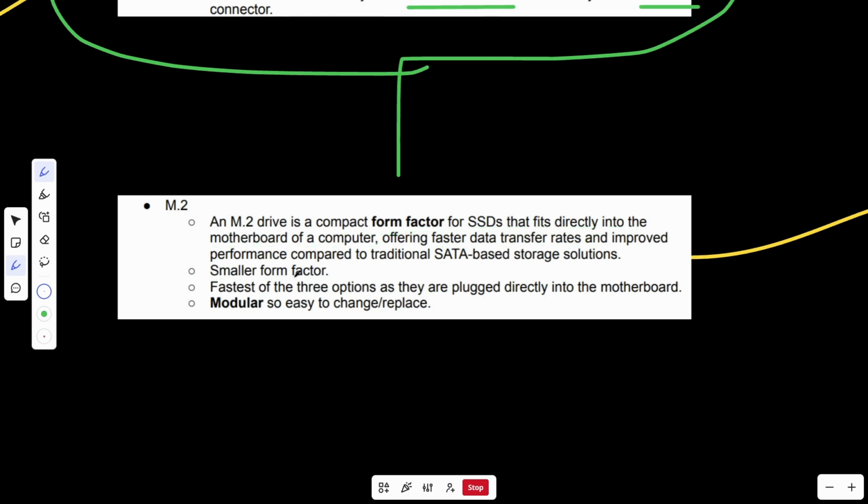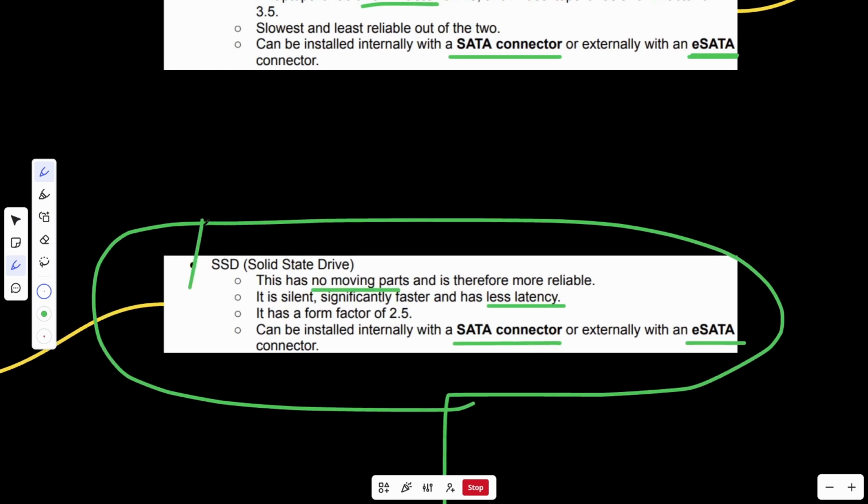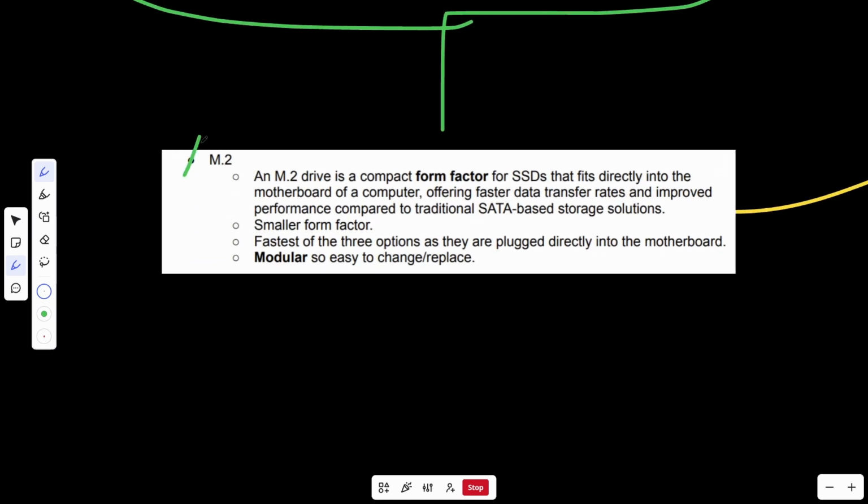So it has a smaller form factor. It's a lot smaller. And out of these three, it's the fastest, right? Out of a hard disk drive, a solid state drive, and then an M.2, which is just a specific type of solid state drive, M.2 is the fastest of those three. It's also very modular, so it's very easy to change or replace.